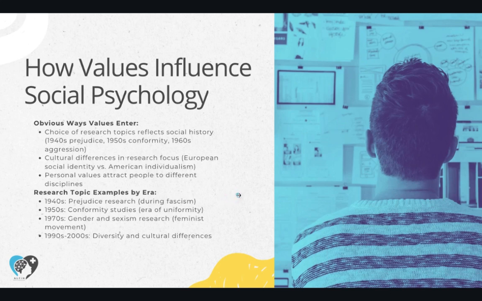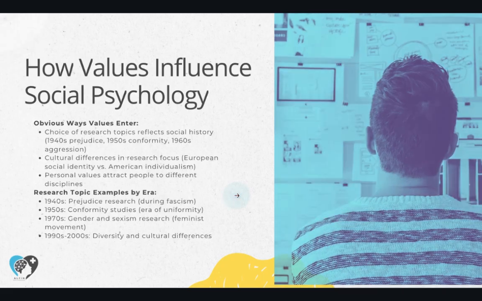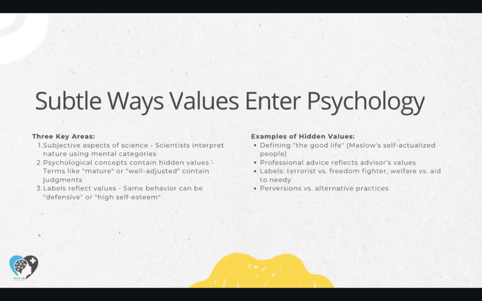So we'll move on to the next discussion point, which is that there are subtle ways too where values enter psychology. First, there are subjective aspects of science. Scientists interpret nature using mental categories that are influenced by their backgrounds and values. Second, psychological concepts contain hidden values. Terms like mature or well-adjusted contain implicit judgments about what's good or desirable. Third, labels reflect values. The same behavior can be described as defensive or as showing high self-esteem. So when psychologists define, quote-unquote, the good life, they're making value judgments of what they think is a good life.